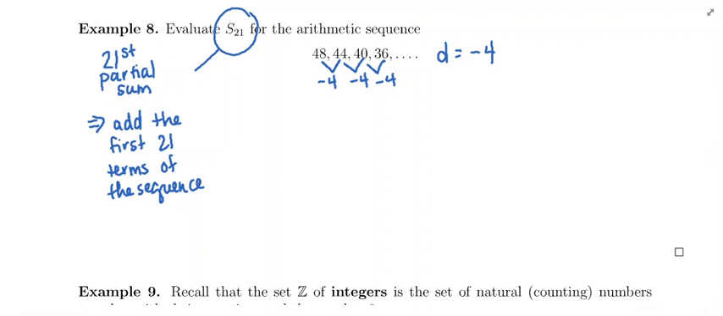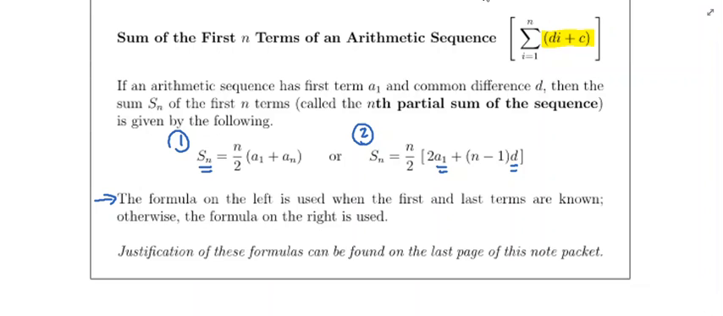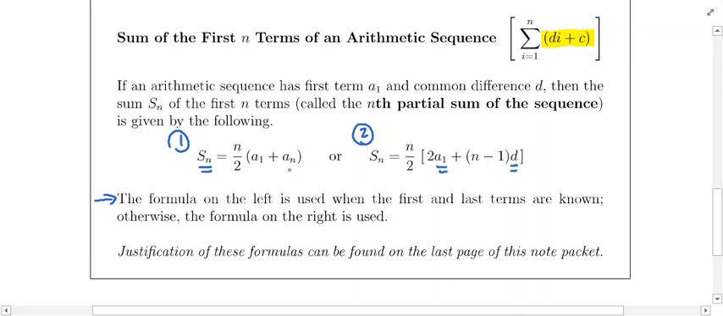So the question becomes, which formula do I use, the first or the second? Based on what I know right now, I don't have the last term. The last term would be the 21st term. Like I said, you could write out all the terms and figure out what the 21st term is, but that's going to take a while. We already have enough information to use the second formula.